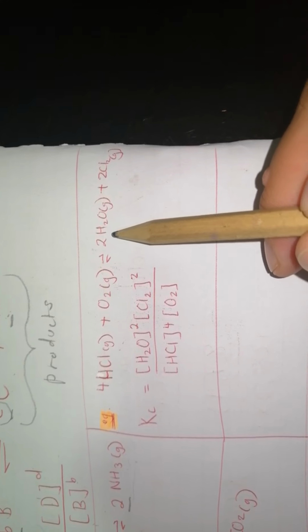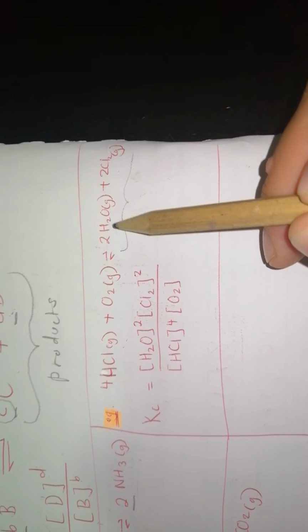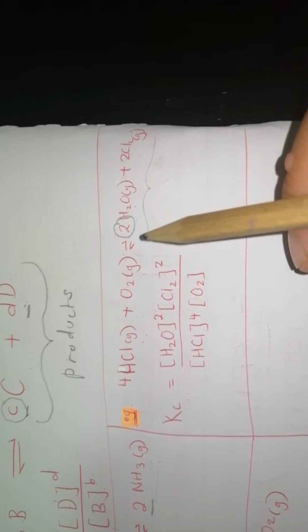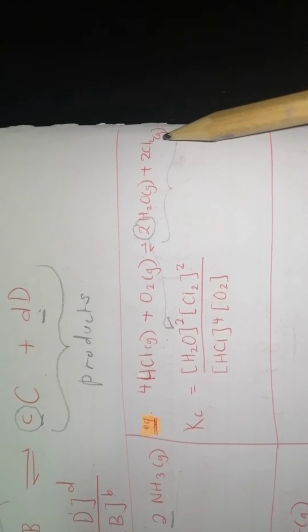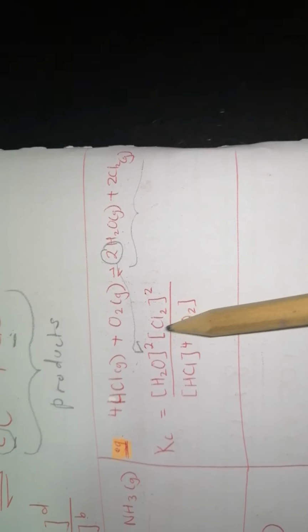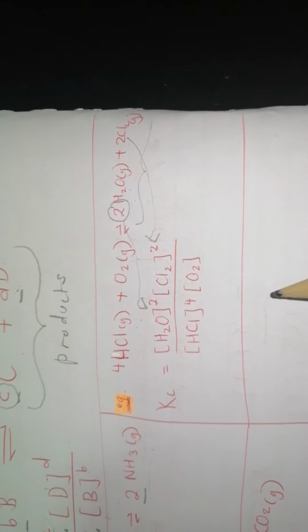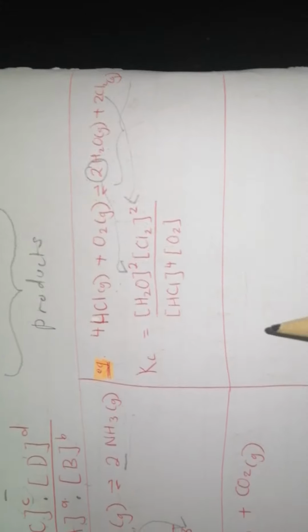So let's start with the first product, which is H2O. So you're going to put H2O in square brackets. Then you're going to take the coefficient of H2O and you're going to make it the exponent here. So you're making it squared. The same thing with Cl2. You're going to put it in square brackets. The coefficient will become the exponent. So it's Cl2 squared. Then you're going to divide it by reactants.